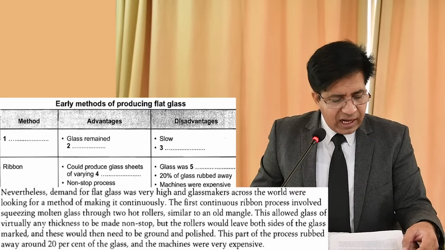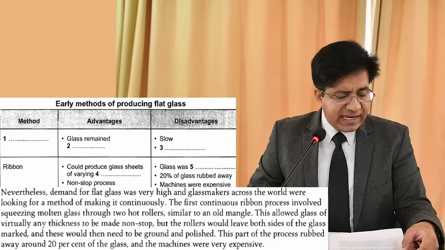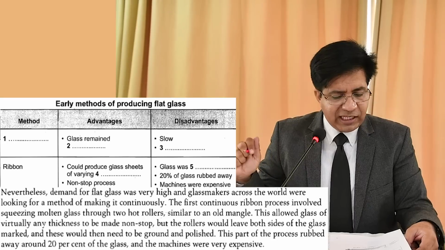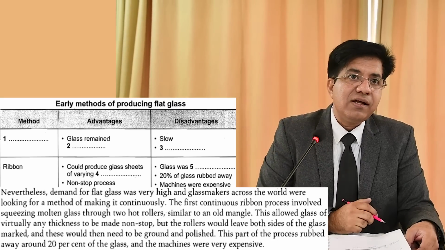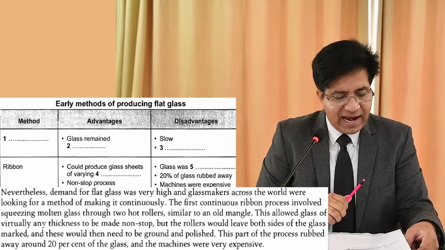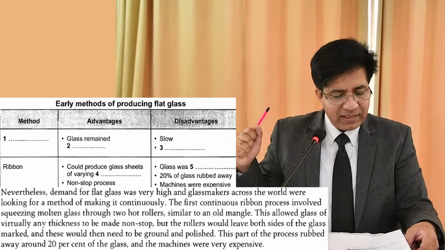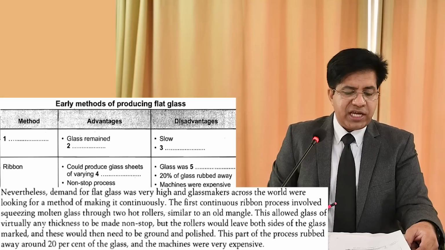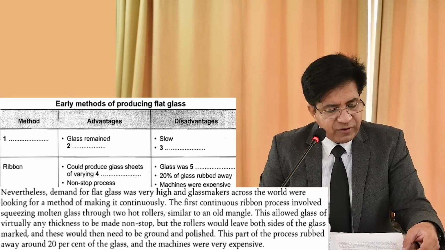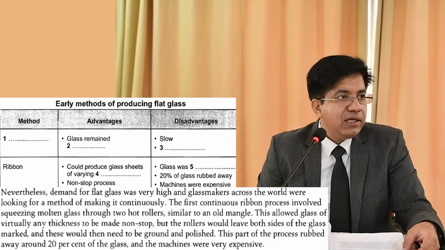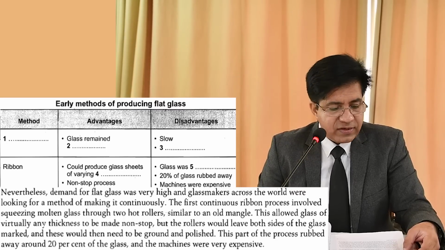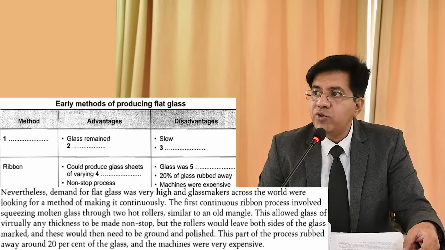This allowed glass of virtually any thickness. Virtually any means varying. Varying means of any size or something like that. So what will be the answer? Thickness. Could produce glass sheets of varying thickness. For varying they use the words virtually any. And the answer is thickness. Underline that answer right there, 4, so that you are clear.